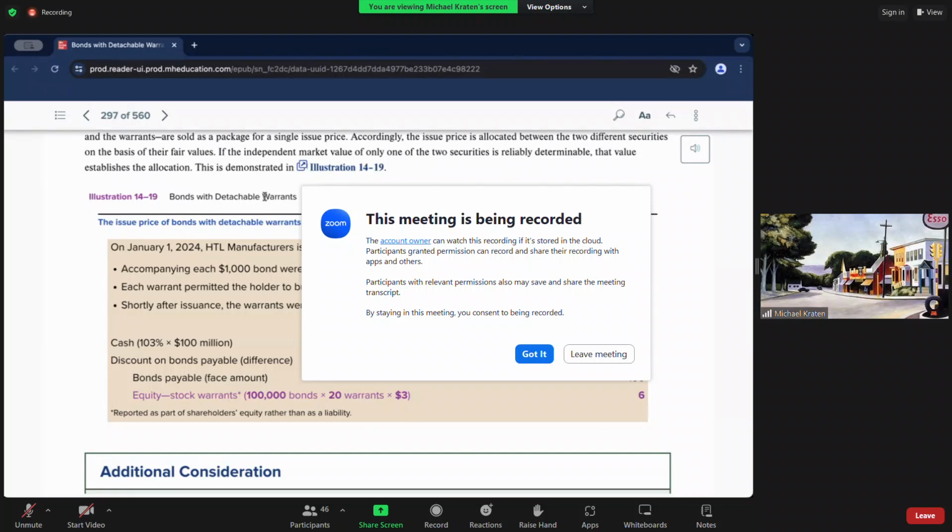That's the difference between a warrant and a conversion function. Both allow the lender to buy stock. But if it's convertible debt, the debt goes away. If it's a detachable warrant, then the debt does not go away at all. And it's just a coupon to buy stock for a cheap price.